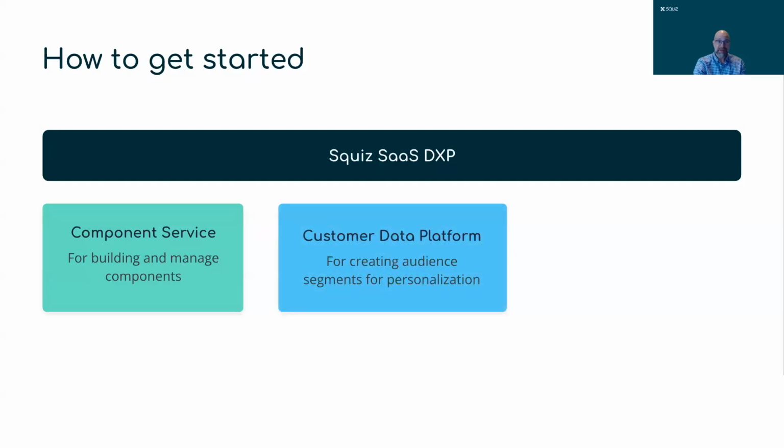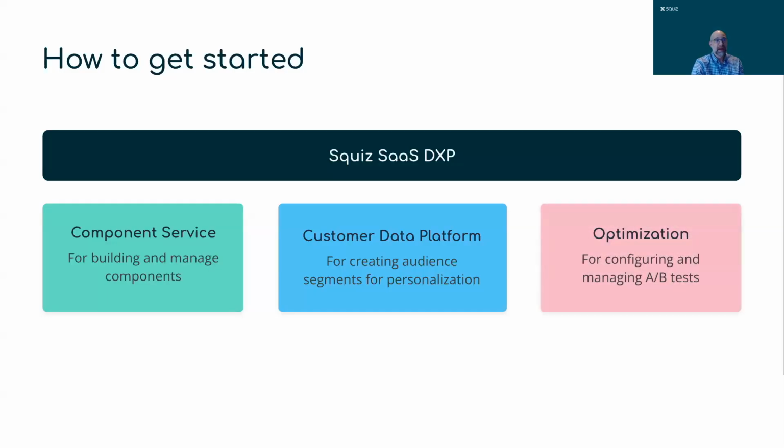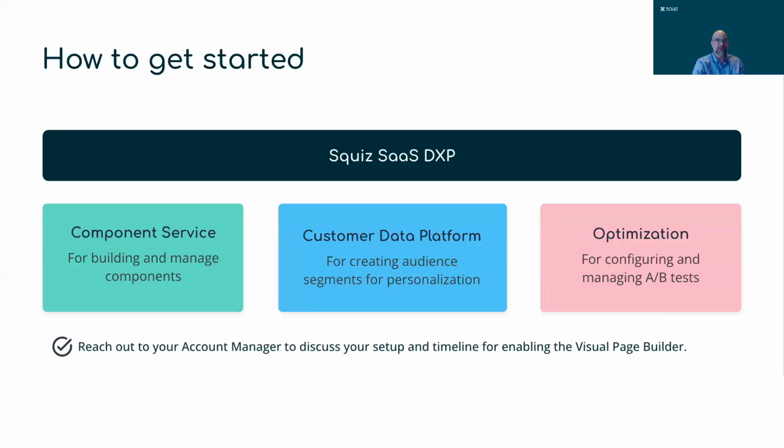Customer data platform is going to be used for creating audience segments for personalization. And optimization is going to be used for configuring and managing your A/B tests. Once you have these prerequisites in place, we can enable the visual page builder for your instance. And our suggestion is to reach out to your account manager to discuss your setup and timeline for enabling the visual page builder.